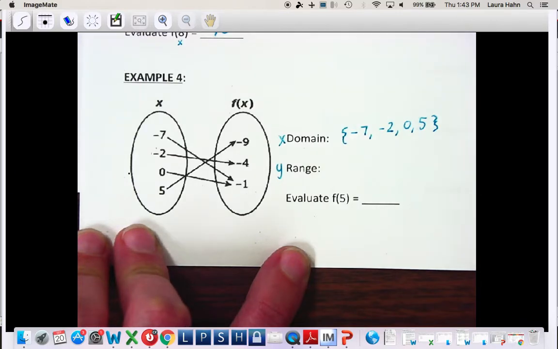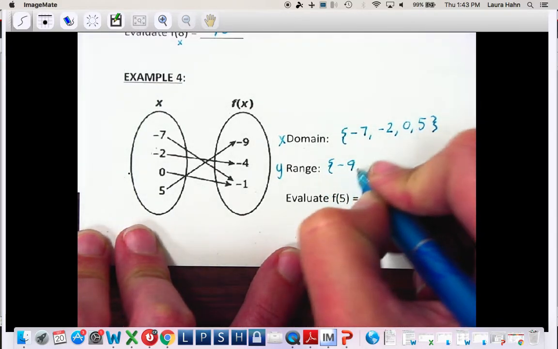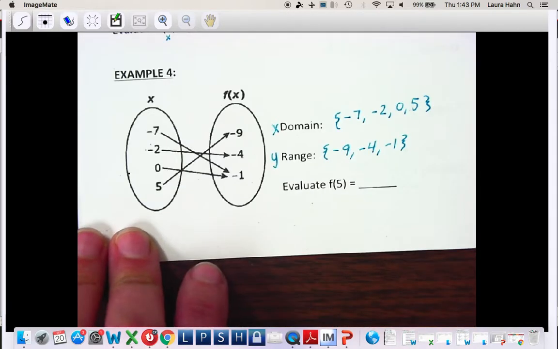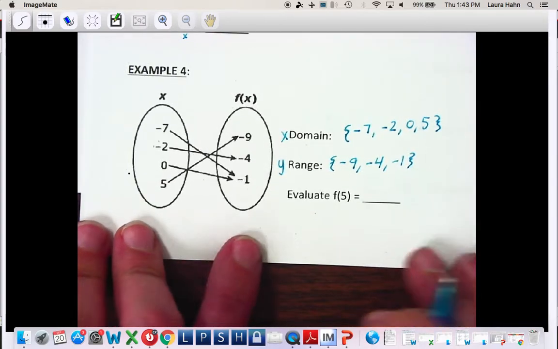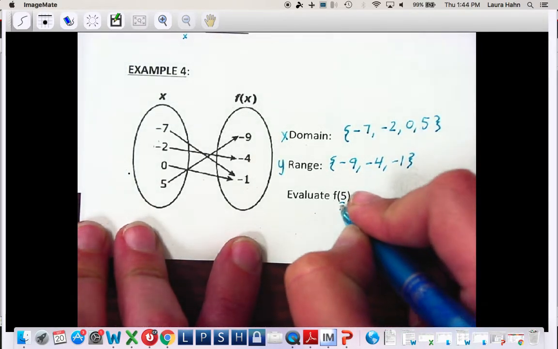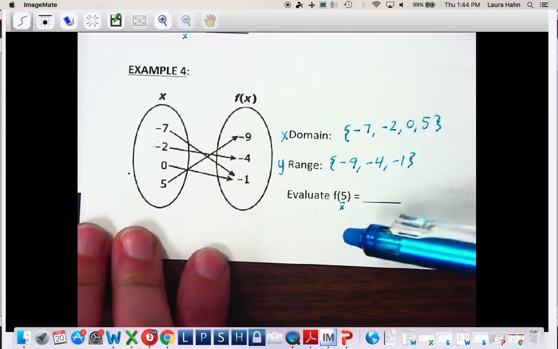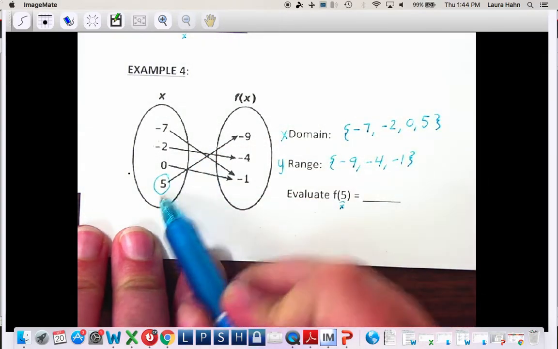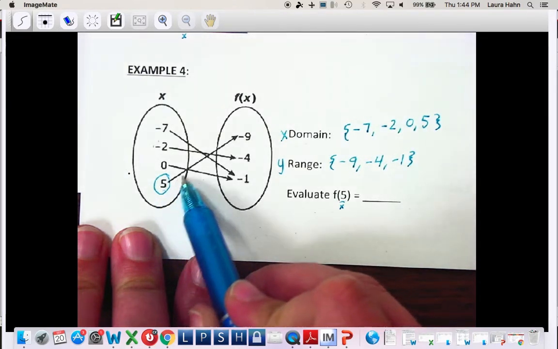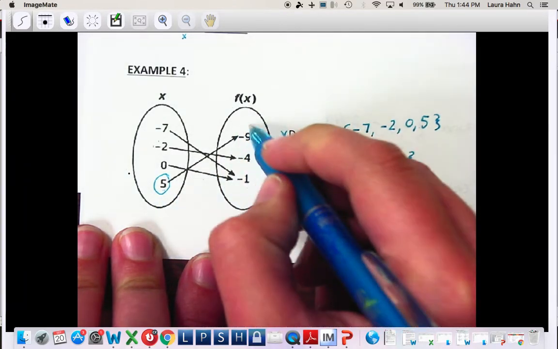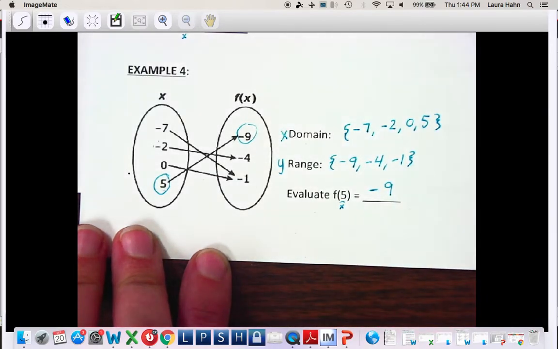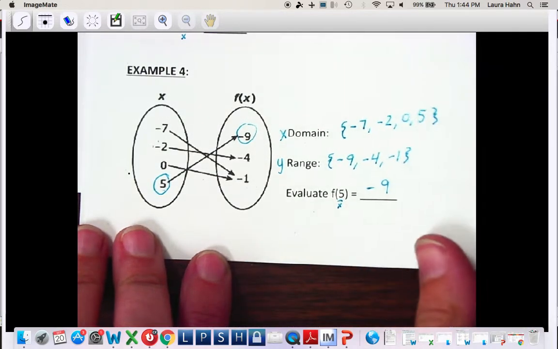Then we want to list our range in numerical order as well, which are our y's. Okay, it wants me to evaluate f of 5. So let's go where x is 5, which is here. Follow that arrow, so when x is 5, our y is -9. All right, moving on.